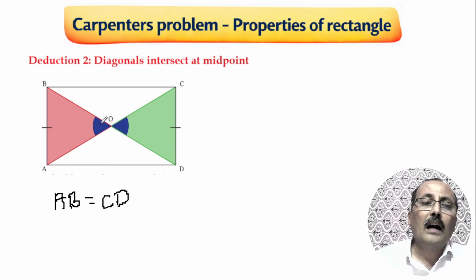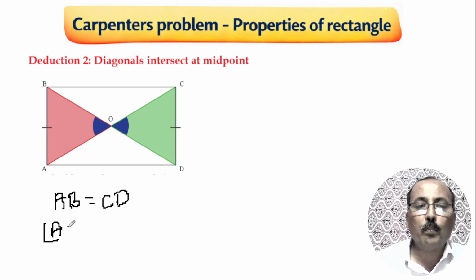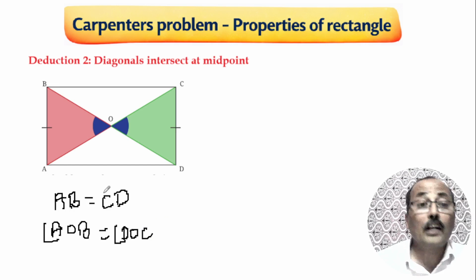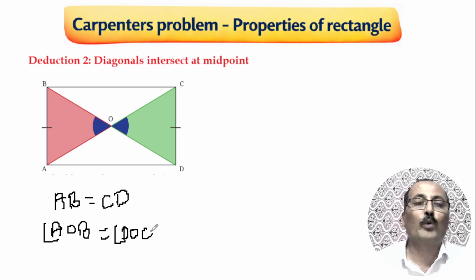Then angle AOB and angle DOC are equal. Why? Vertically opposite angles. One more pair we need.